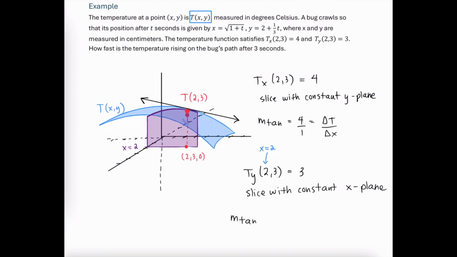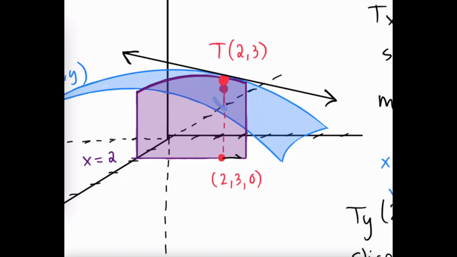And the slope of this tangent line is equal to 3, which can be thought of as 3 over 1, or the change in the temperature with respect to a change in the direction of y, which is the only thing that's changing because x is being held constant, meaning that if my bug were to travel this direction 1 centimeter, the temperature would go up by 3 degrees.